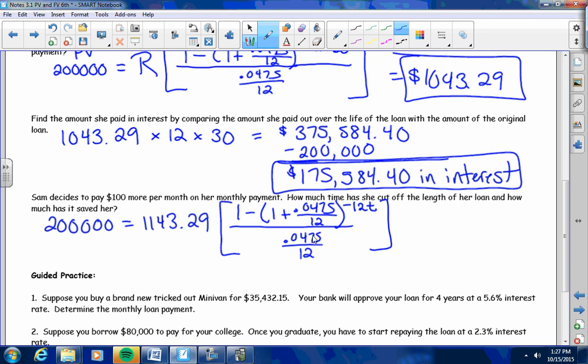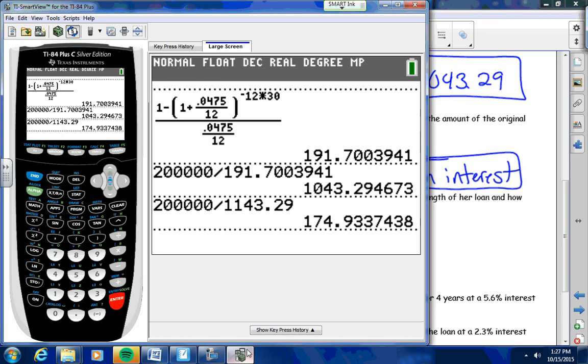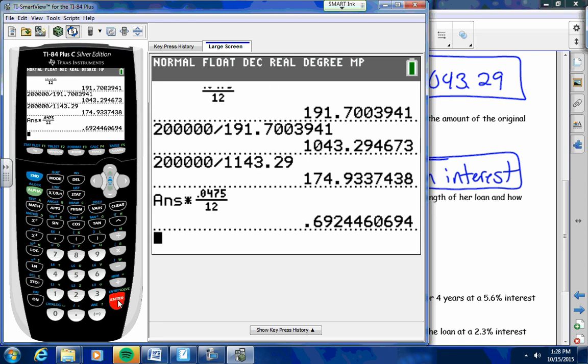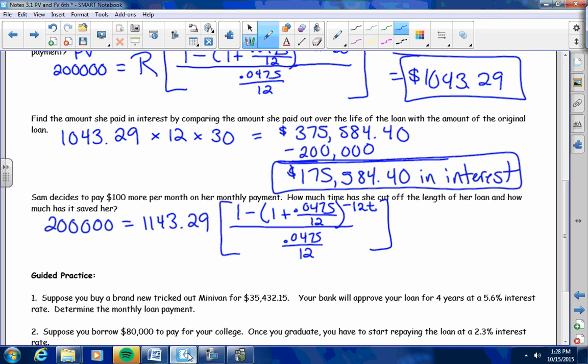Now, if we look at the brackets, do we want this fraction in the denominator? No. So we can multiply both sides by that denominator. So on the calculator, this number 174, we multiply it times 0.0475 over 12 to get that whole entire fraction out of the denominator. Move it to the other side. Okay, are you with me so far? So this has been multiplied on both sides to get it out of the denominator.